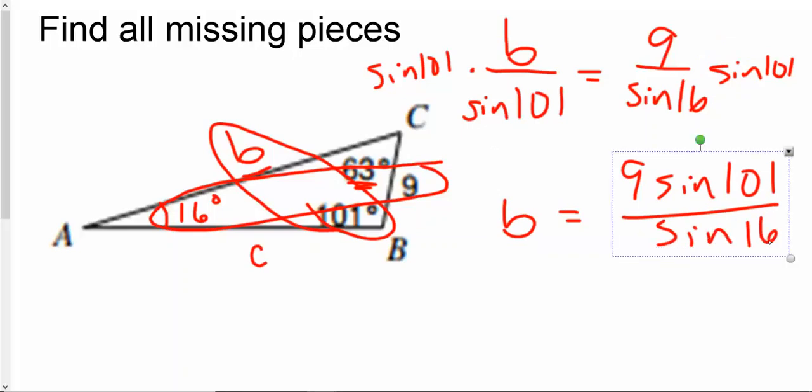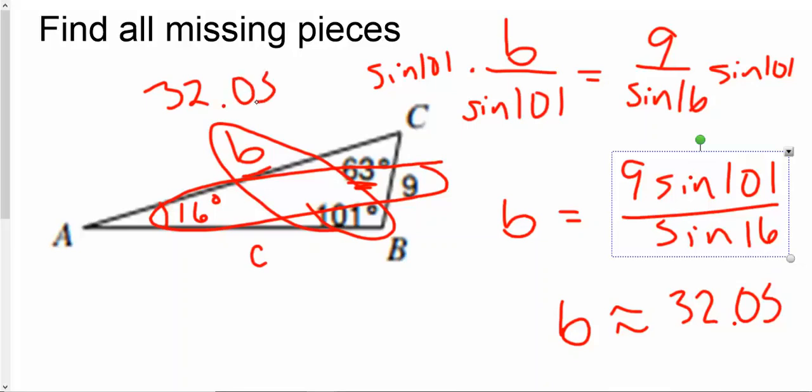And then at this point, we just put it all in our calculator. And that gives us an answer of b being approximately 32.05, and then we don't have a unit here, but 32.05, which again is a lot bigger than 9, but we kind of expect that because we're dealing with a ratio of 101 degrees to 16 degrees. So that's a bit of a difference.